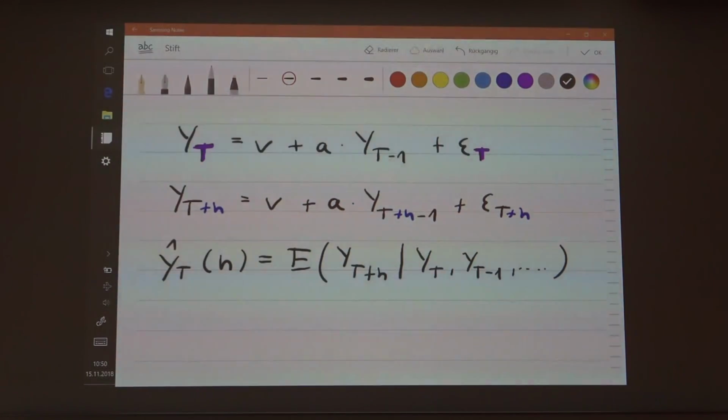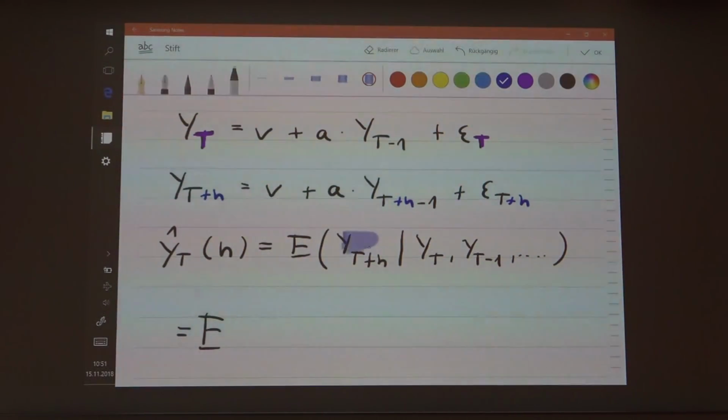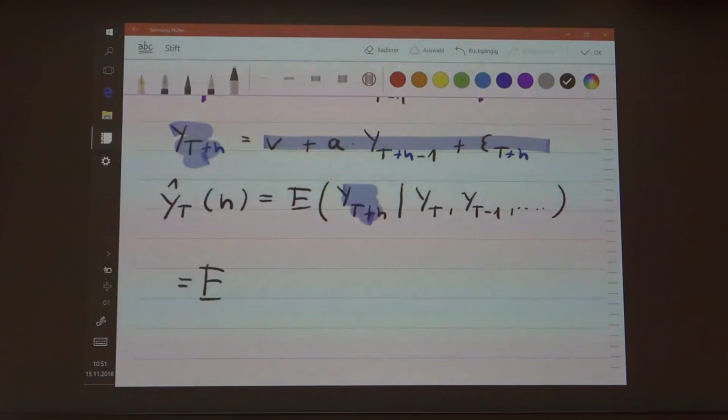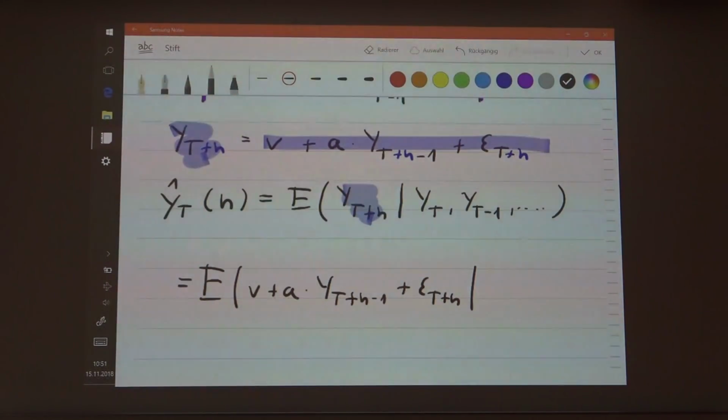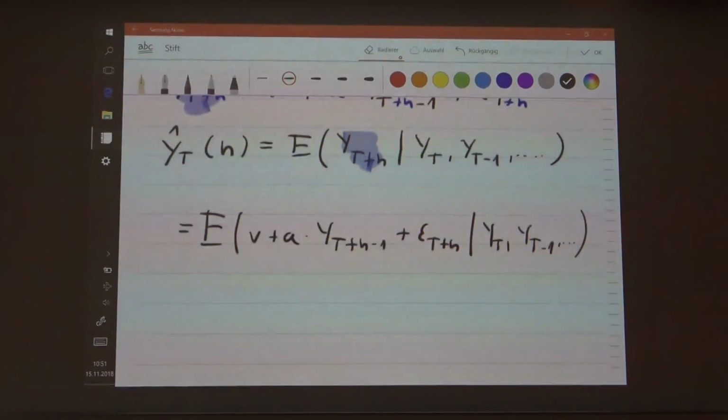Now, if you have that, you can introduce the conditional expectation operator on this expression. The conditional expectation of this side will be equal to the conditional expectation of that one. So I'm just going to replace it. This is the conditional expectation of the constant plus a times y at T plus h minus 1 plus the noise, conditioning on the past of the process. So here you have y at T, here you have y at T minus 1, and so forth. What I'm doing is just replacing that expression with that.